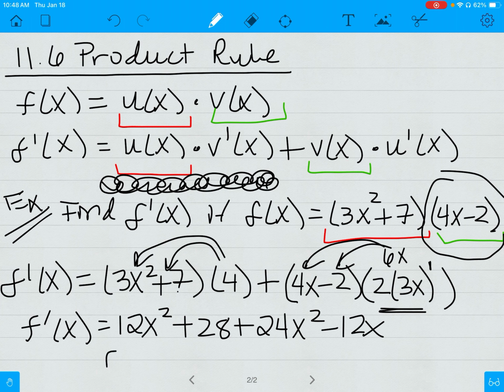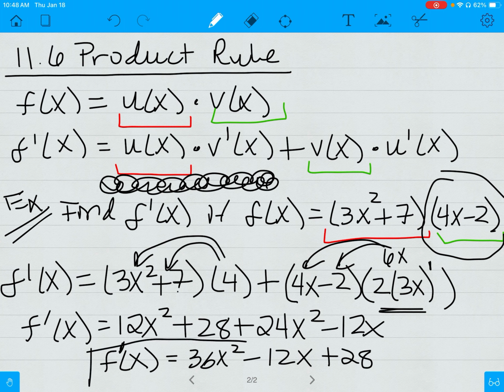And then combining like terms here, f prime of x is equal to 12x squared and 24x squared. That's going to be 36x squared minus 12x minus 12x plus 28. And there I have used the product rule to find the derivative of a function that is the product of two other functions.